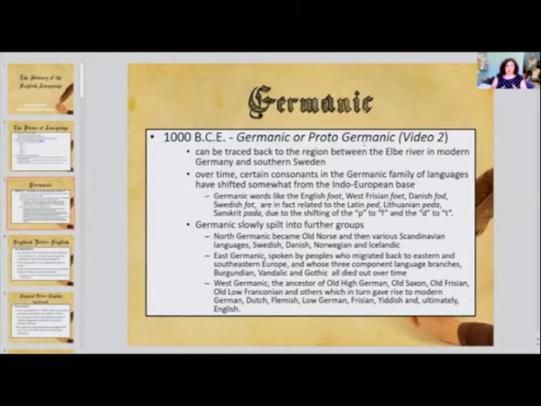So North Germanic becomes Old Norse. That's what a lot of our modern Norse stories come from. So if you've ever heard of Thor and Loki, those would have been written in Old Norse. And then you get your various Scandinavian languages. Eastern Germanic was spoken by people who migrated to the Eastern and Southeastern parts of Europe, and whose three component language branches were Burgundian, Vandalic, and Gothic, but they all die out over time.